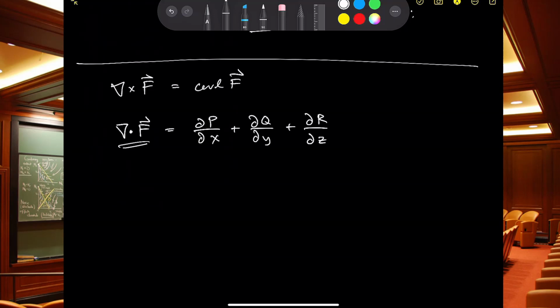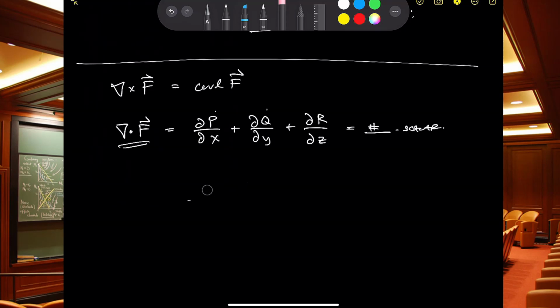And what is this measuring? How much the P component is moving in the x direction, how much the Q component is moving in the y direction, how much the R component is moving in the z direction. And so if you think about this, it is how much the vector field is moving outward. That's a good sense of what this is really measuring. And again, it's a scalar quantity. This is going to get you some number. And what we call this is the divergence of a vector field.